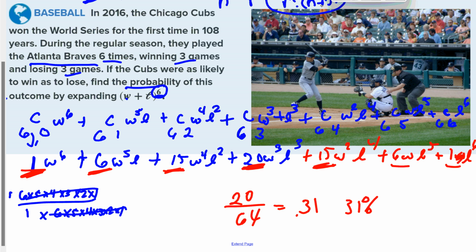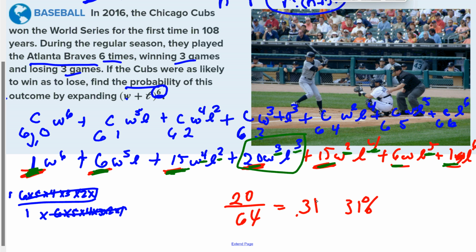So the different combinations: they could have won all 6 games one way. They could have won 5 games 6 ways. They could have won 4 and lost 2 in 15 different ways, 20 different ways they could have won 3 and lost 3, 15 different ways they could have won 2 and lost 4, 6 different ways they could have won 1 and lost 5, and then 1 way they could have lost all 6, right? And so that's the total number. That's where we got 64 from. And then the 20 is how many of those they won 3 and lost 3, and so that's 31%.